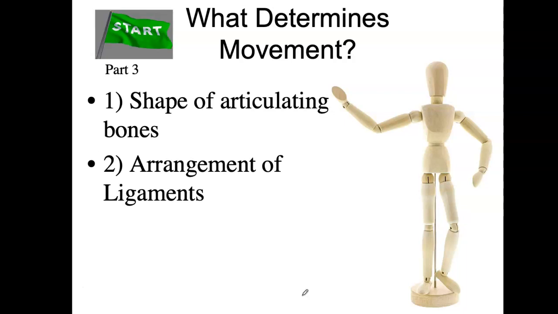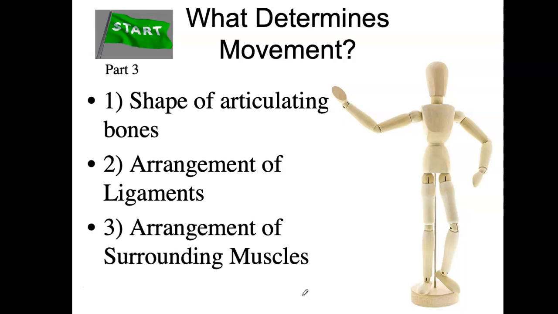What else? The arrangement of the ligaments in that region. The ligaments are going to hold that tight, right? And allow it movement in one direction, maybe not in another. So that's important. And then the other thing that's important is the arrangement of the surrounding muscles. Those big muscles might also be an impediment to movement at a particular joint. So all those three things are very important.